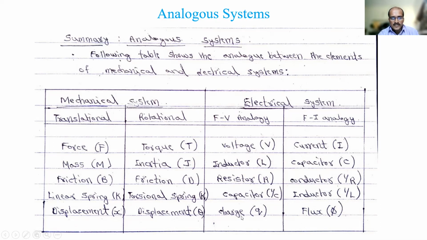So if you apply a voltage to a series electrical system, what happens? A charge develops in the circuit. Charge is nothing but current. Okay, so current is related to the rate of flow of charge. Similarly, in the FI analogous system, it will induce flux. Okay, nothing but the voltage.